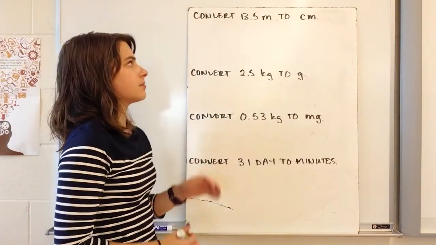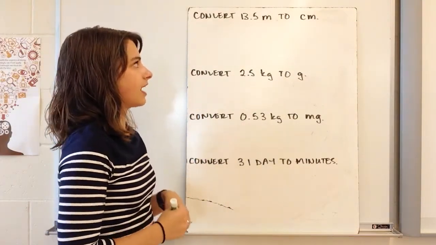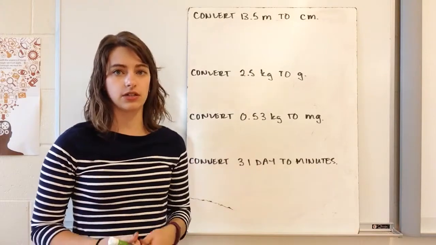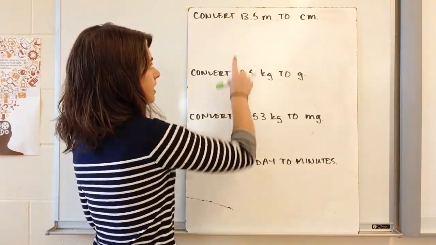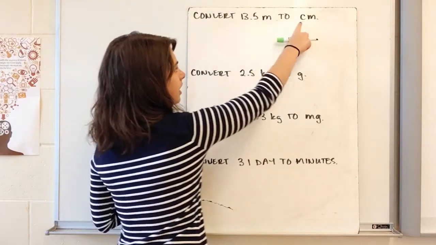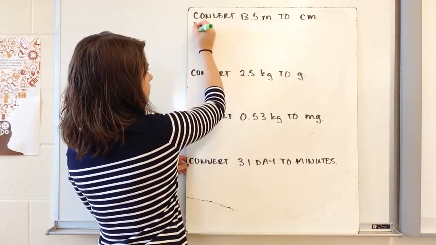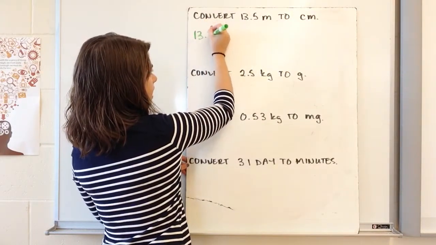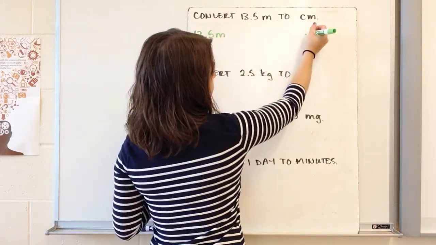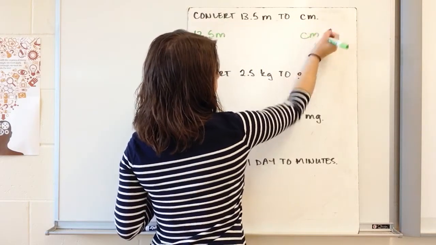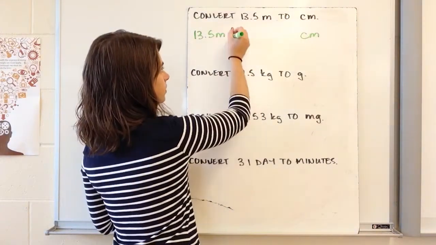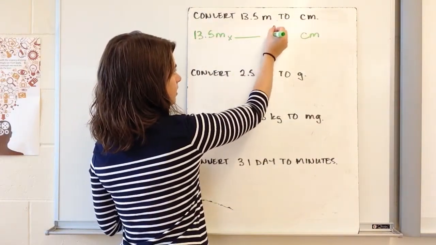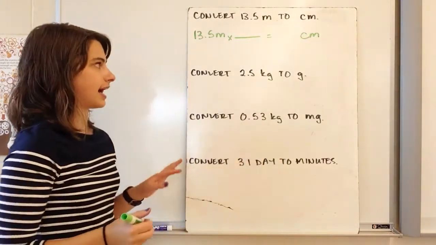So our first example says convert 13.5 meters to centimeters. So we're going to start with step 1. Step 1 says to write our given and our needed. So we're given 13.5 meters. We want to end with a number in centimeters. Okay, so now we're going to set up our unit plan. So our unit plan starts looking like that.